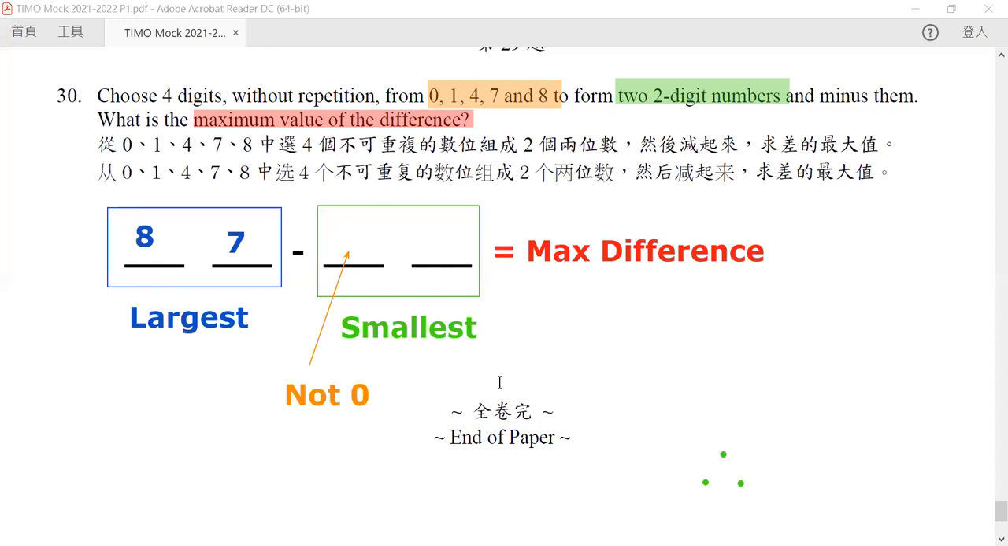So the only number that we can choose other than 0, such that this is the smallest, should be 1, and then 0 for the second digit, so the smallest is 10. So what is the difference? 77. Yes, exactly, 77. So our maximum difference will be equal to 77, and this is our answer.